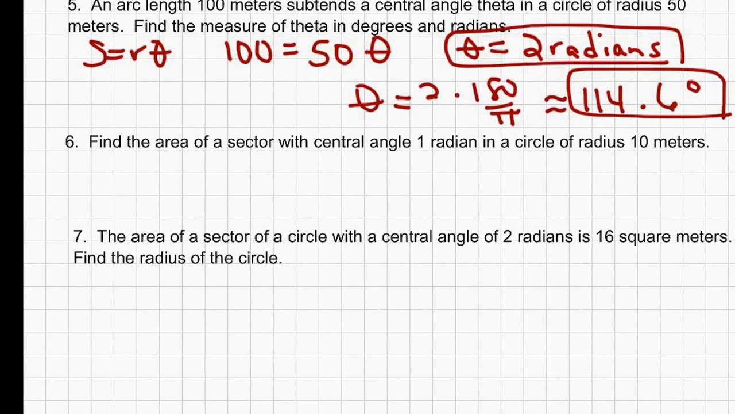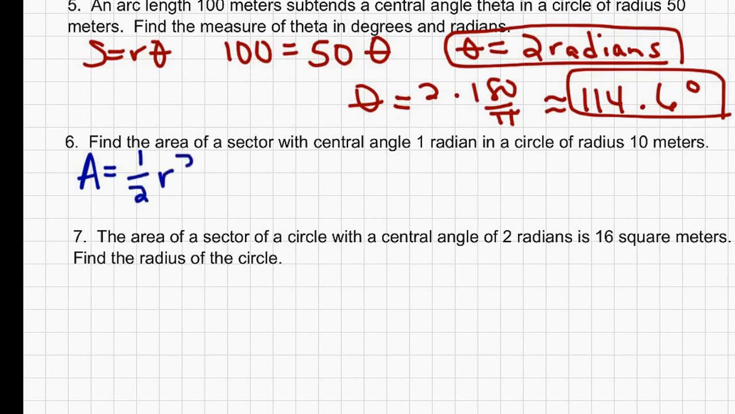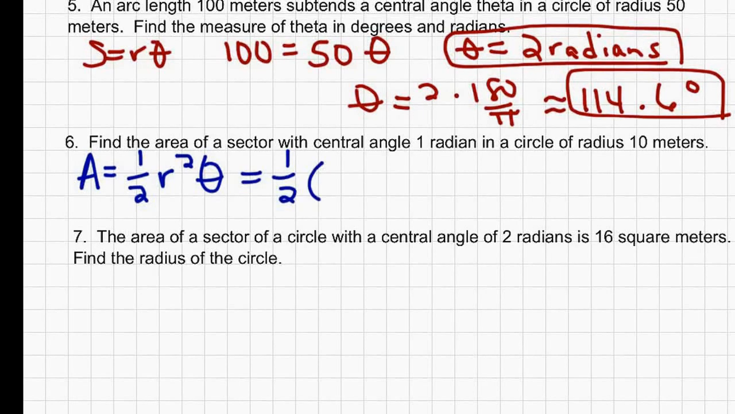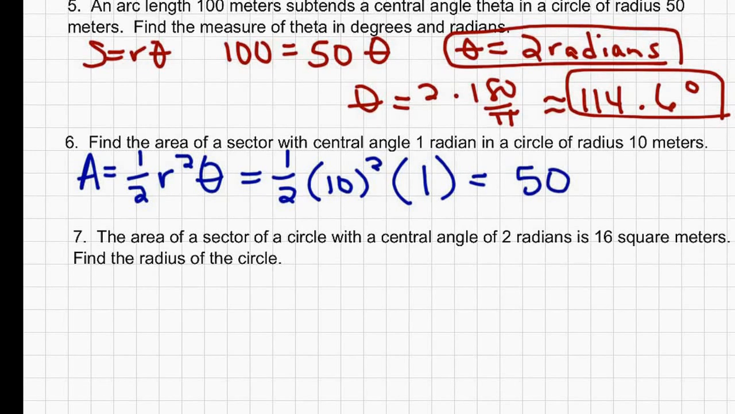Number 6, find the area of a sector with central angle 1 radian in a circle of radius 10 meters. The formula for the area of a sector is 1/2 r squared theta, where theta has to be in radians. So 1/2 times the radius, 10, squared times theta, which is already 1 radian. You're going to find out that the area is 50 and the units are meters squared.